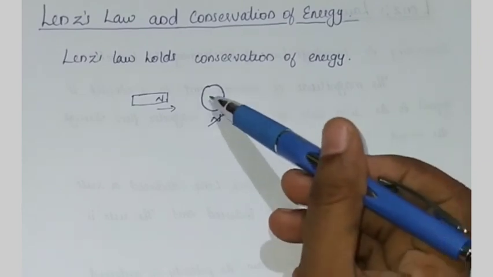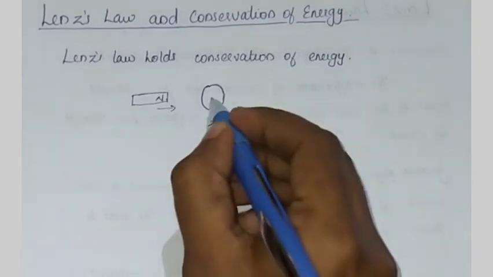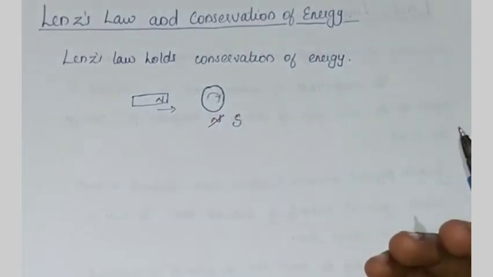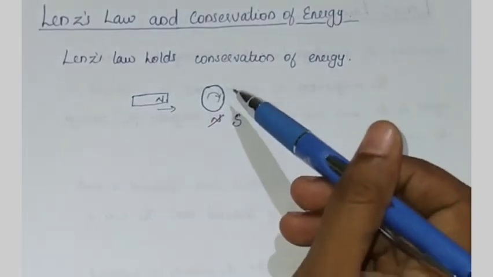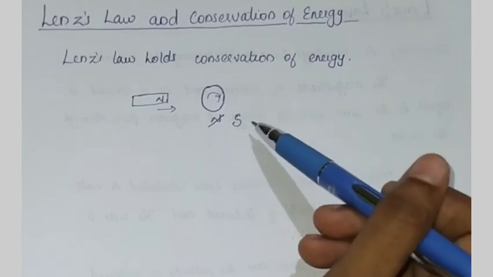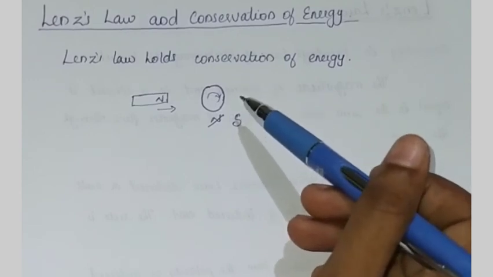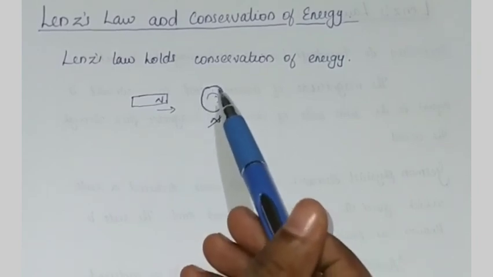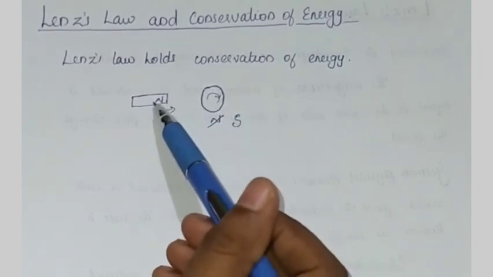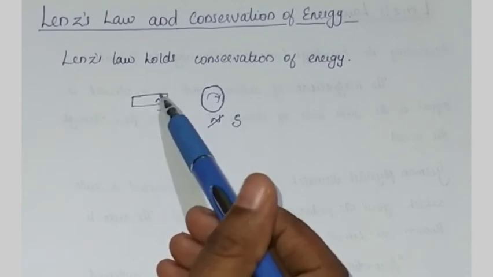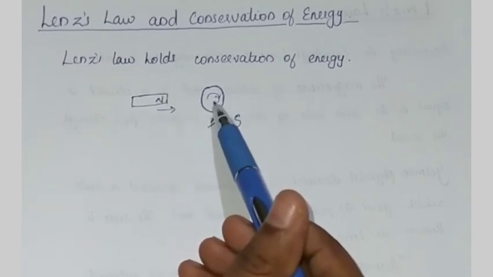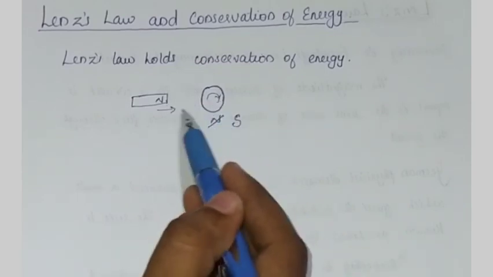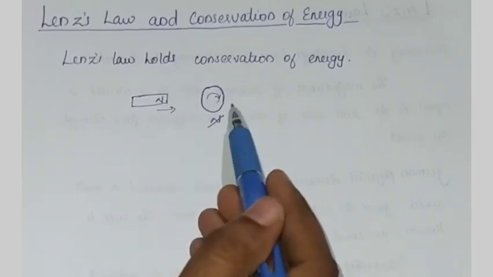So if this was acting as a south pole, that is if the current was flowing in clockwise direction, we are checking the correctness of Lenz's law by analyzing the contradictory. So if the current in the coil was such that this face acted as a south pole, then definitely the north pole of the magnet will be further attracted to the coil. That is, it will keep on increasing the magnetic flux.